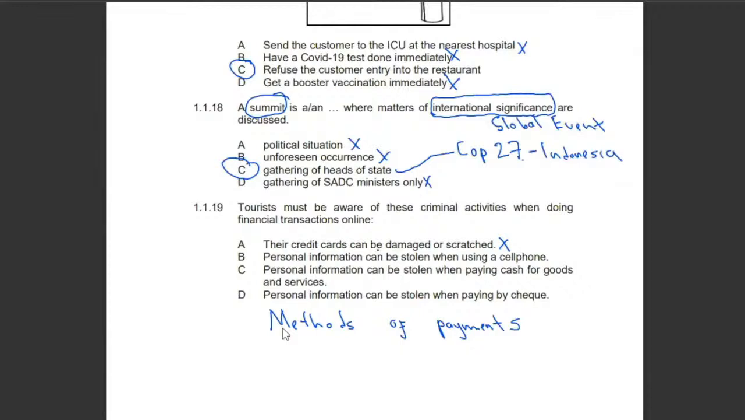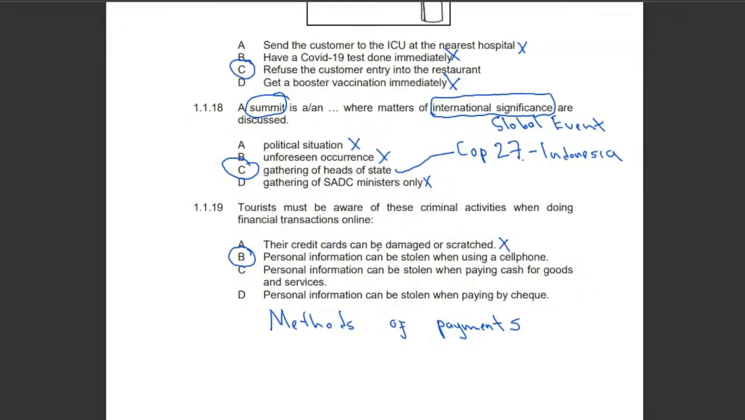Then personal information can be stolen when using a cell phone. There is a high chance that personal information can actually be stolen as you are transacting online. So B is an acceptable option. Now let's look at why we are rejecting the other options.